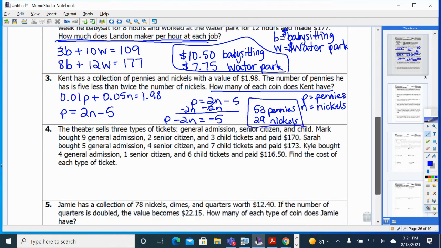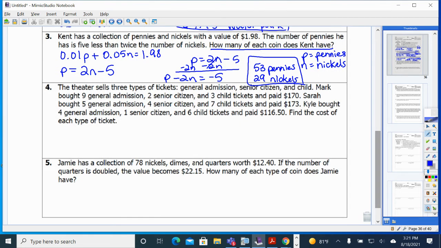For number 4, the theater sells three types of tickets: general admission, senior citizen, and child. Mark bought 9 general admission, 2 senior citizen, and 3 child tickets and paid $170. Sarah bought 5 general admission, 4 senior citizen, and 7 child tickets and paid $173. Kyle bought 4 general admission, 1 senior citizen, and 6 child tickets and paid $116.15. Find the cost of each type of ticket.